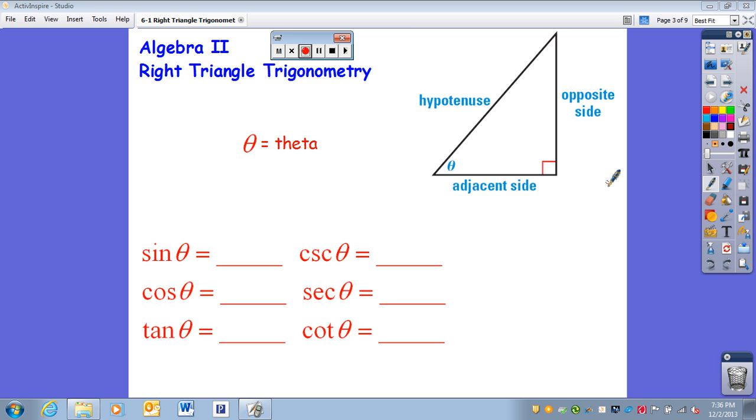So as we remember what these ratios or relationships are, we're going to start with sine. So when we start with sine, we remember that sine is opposite over hypotenuse. So the sine of theta, we find the opposite side, and we divide that or compare that to the hypotenuse of the right triangle. Cosine is the adjacent side compared to the hypotenuse. Tangent of theta is the opposite side as compared to the adjacent side.